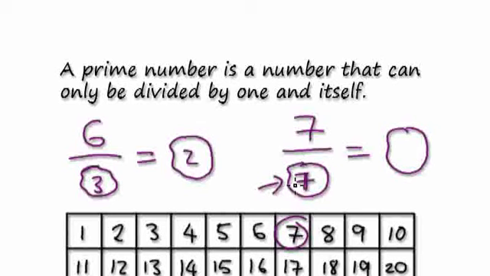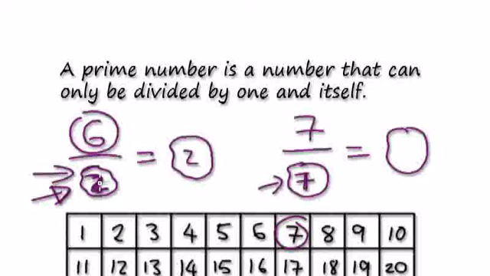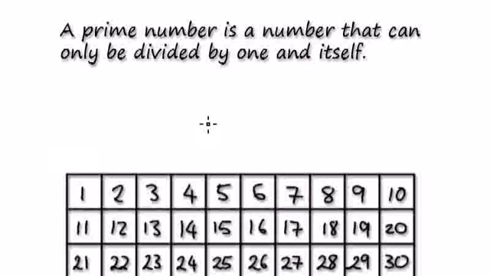Well, you can't use 1 or itself. Whereas if you look at the 6 here, you don't need to use 1 or itself. You can use the number 3, or you can use the number 2. But you're not allowed to use a 1 or itself. Okay.